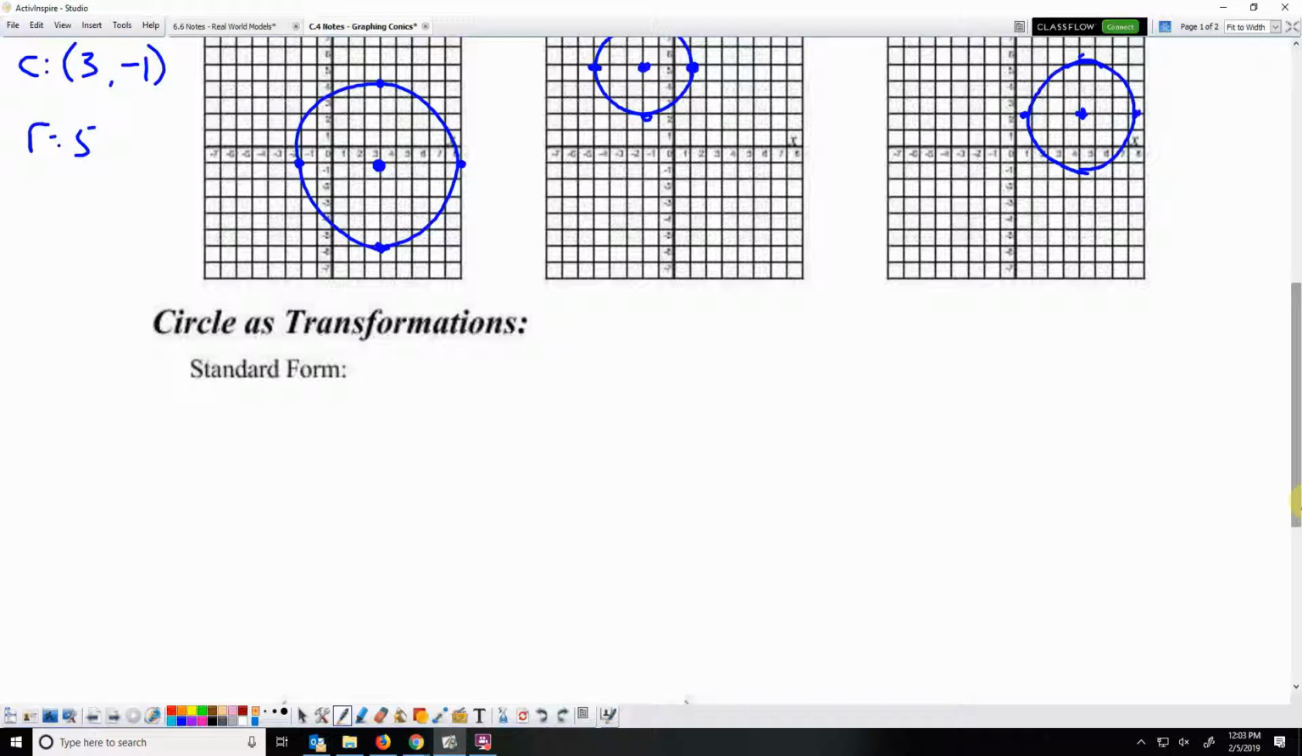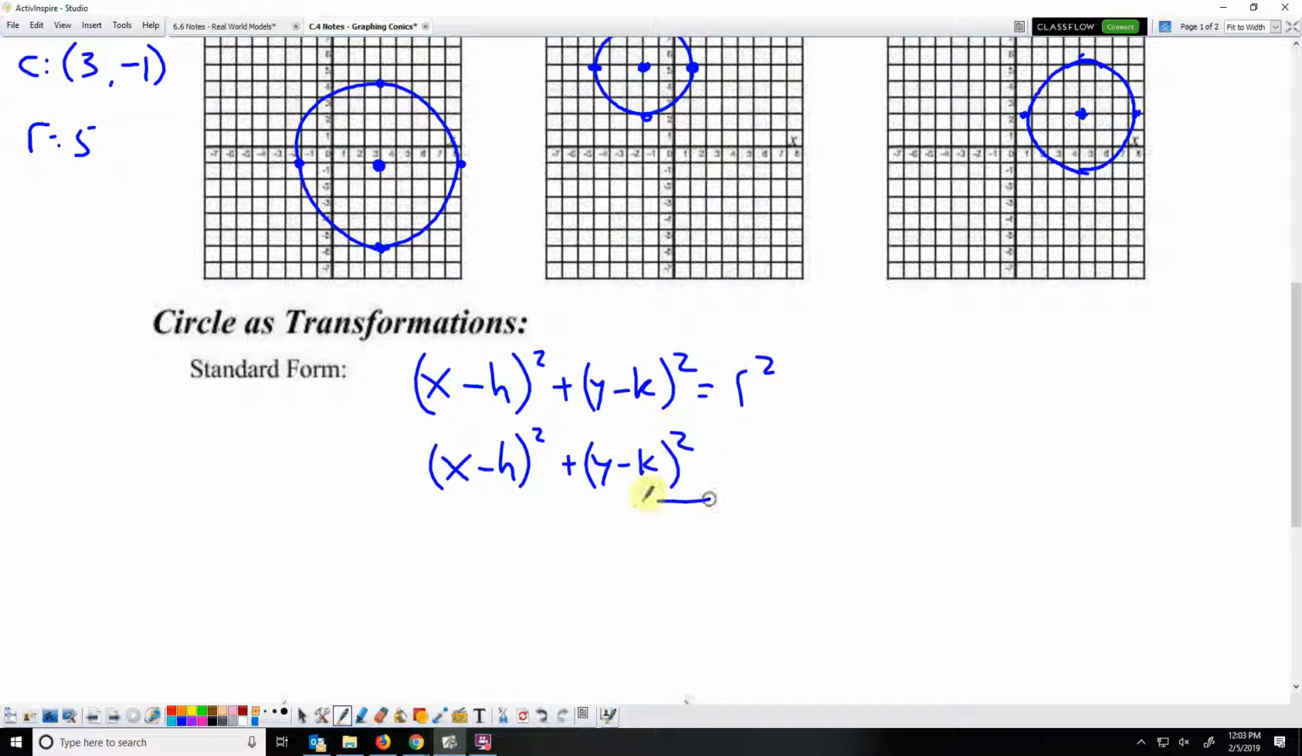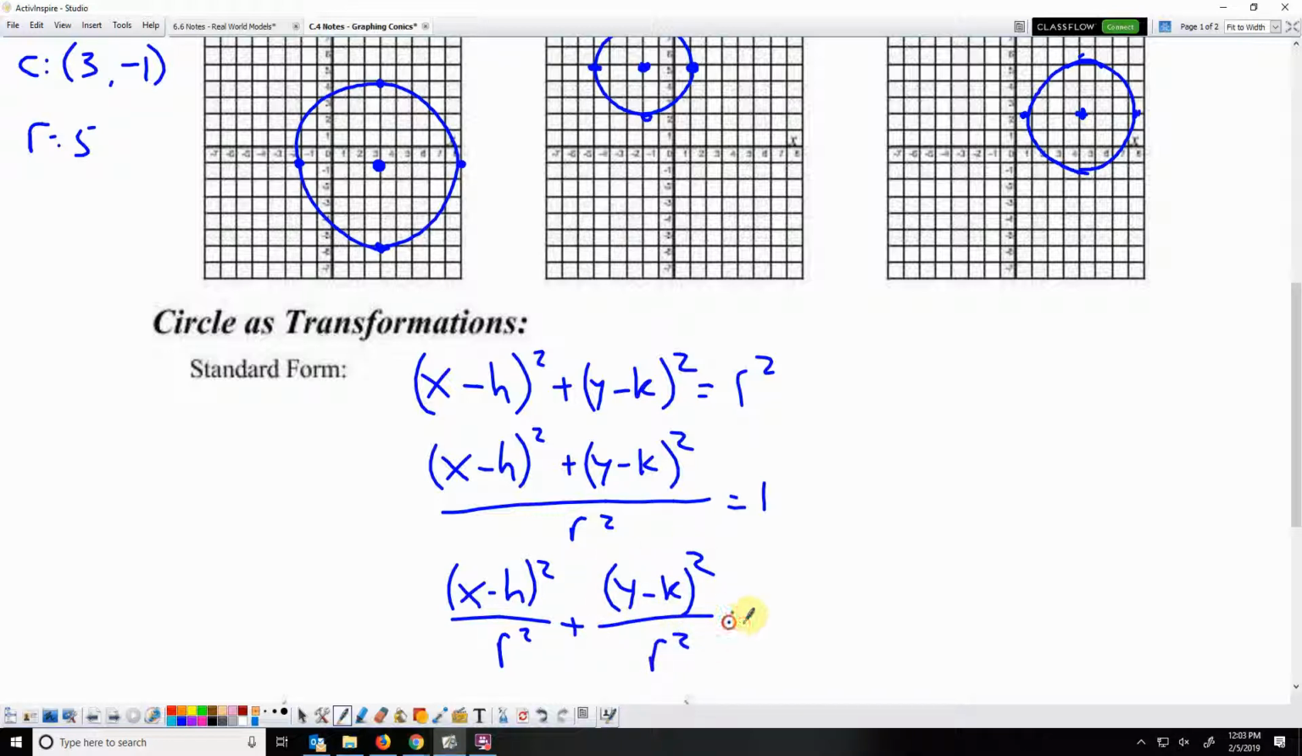All right, so a circle is x minus h squared plus y minus k squared equals r squared. If I divide both sides by r squared, I get x minus h squared plus y minus k squared over r squared equals 1, which is the same as x minus h squared over r squared plus y minus k squared over r squared equals 1.